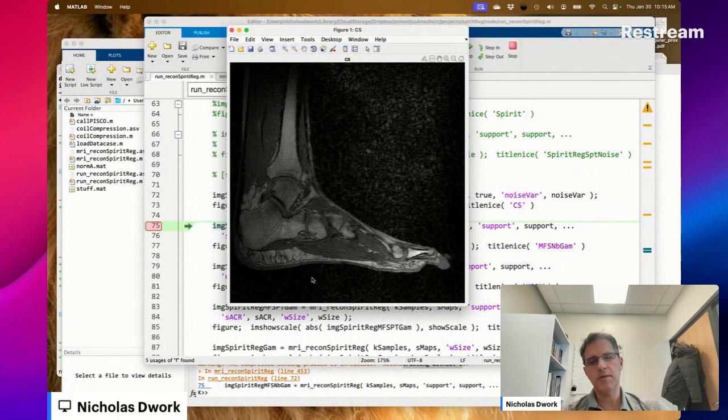Part of the reason why there's so much high frequency noise, by the way, is because the sampling pattern is variable density, with more samples in the middle, less on the edges of k-space. So we have less information at the outsides of k-space.